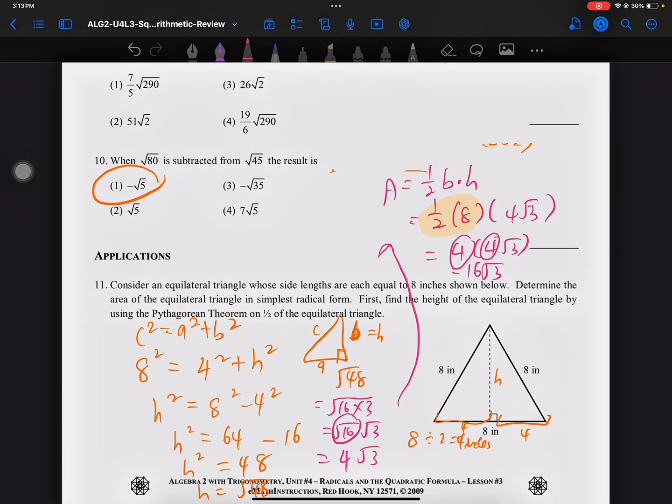So this is our answer. This is already in simplest radical form. 16 is outside the root, 3 inside the root. It's not a perfect square.